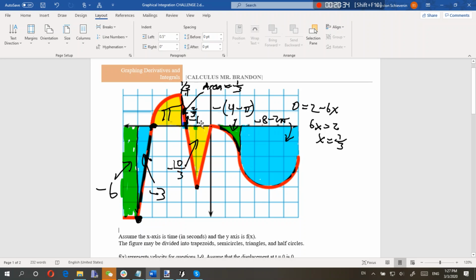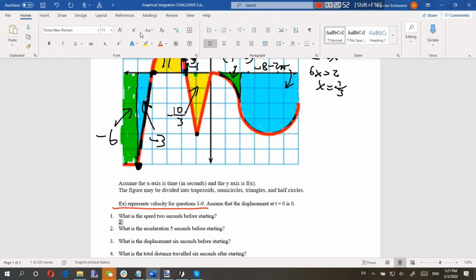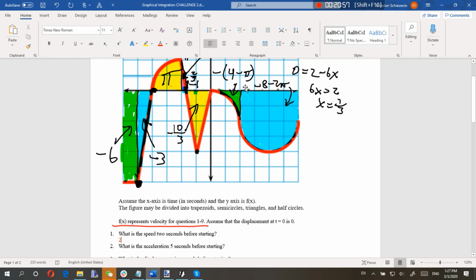My speed is up here, actually. So that would be 2. And we don't have any units, so I'm going to leave it like that. If I had wanted the speed 2 seconds after we started, that would also be positive 2, because speed is the absolute value of our velocity. So if our y value is velocity, and our velocity 2 seconds after we started is negative 2, our speed would be positive 2.